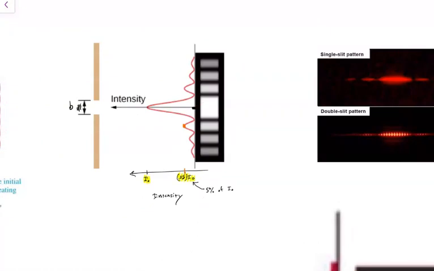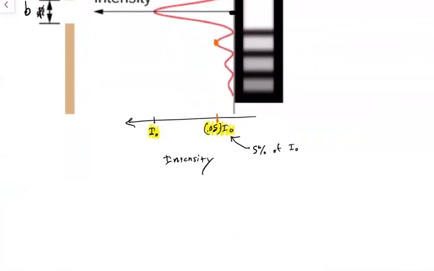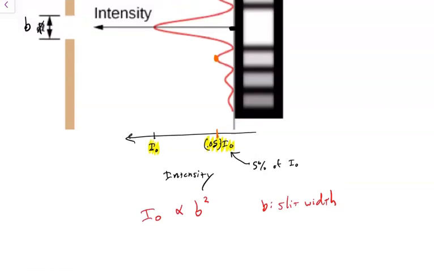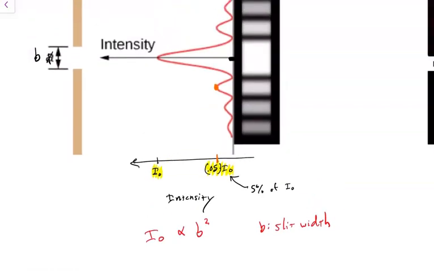All right, there's a few more things you'll need to know regarding the intensity. And that is that this max intensity I naught is proportional to the square of the slit width. So b is the slit width. Conceptually, this makes sense because if we were to enlarge the slit width, more light would be able to pass through, and you would also see less diffraction occurring. So there'd be more intensity in the central max.